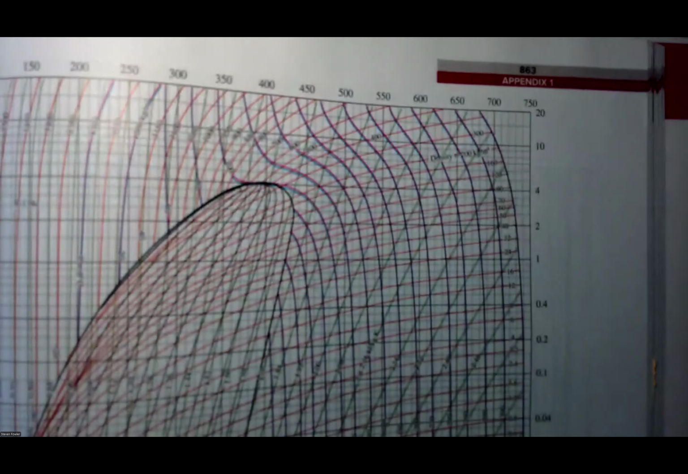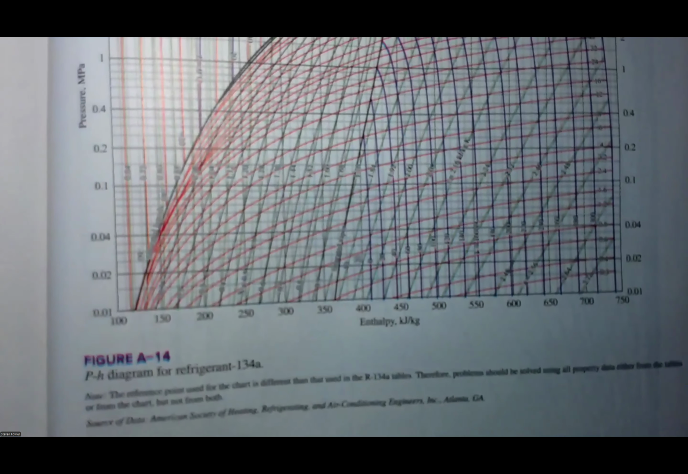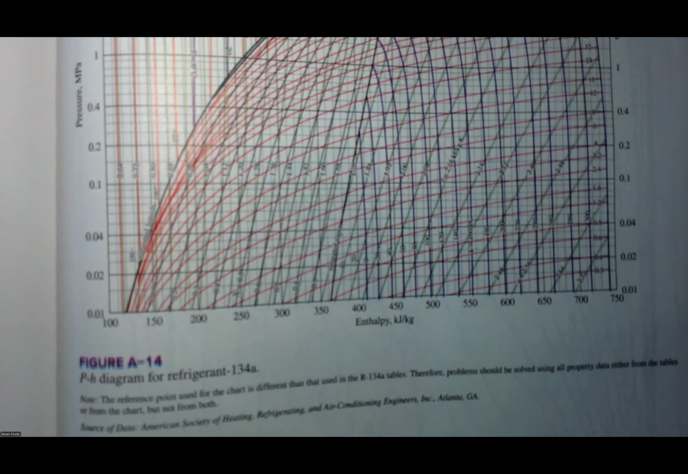There are no liquid tables for R134. We don't need them. We'll talk about why as we progress through. So again, Moeller diagram for R134A also. And then some later tables that we'll talk about later on in the semester, mostly dealing with ideal gases.